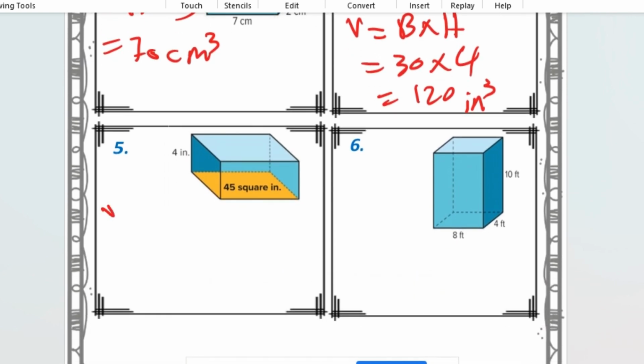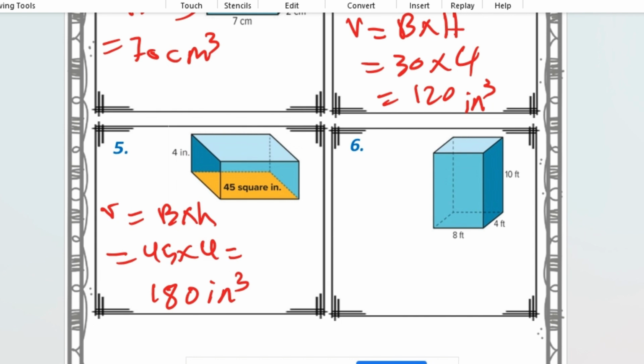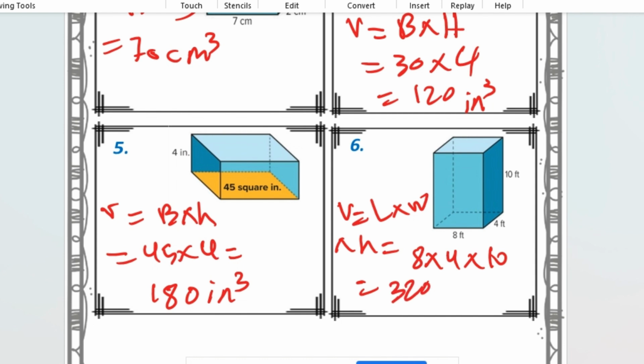Here we also use the second one because we have two numbers, B base and height, B times H, which is equal to 45 times 4, which is equal to 180 inches cubed. And lastly, we have three numbers, so use V equals L times W times H, which is equal to 8 times 4 times 10, which is equal to 320 feet cubed, or cubic feet.